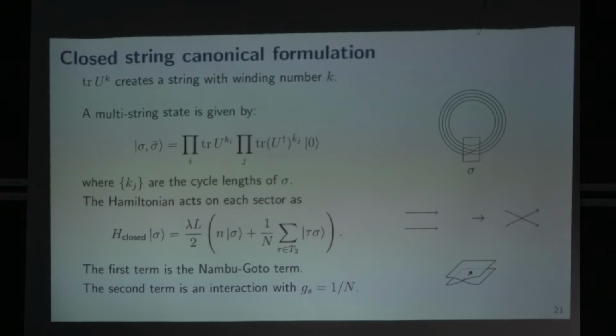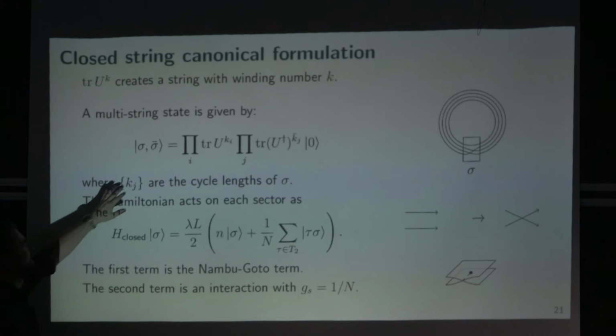You can see where this comes from in the canonical theory. You can write a canonical theory of closed strings where you start from a vacuum state, which is just a constant wave function, and you act on it with operators like trace of U to the k or trace U dagger to the k. You think of trace of U to the k as creating a string that winds k times. These are oriented strings, so trace of U dagger to the k will create a string oriented the opposite way.